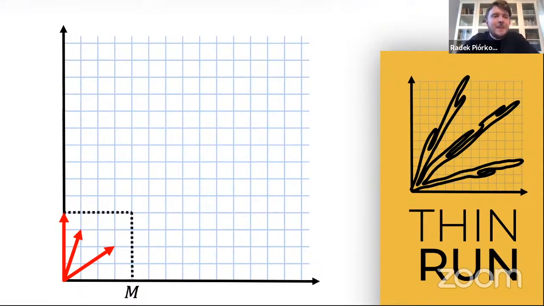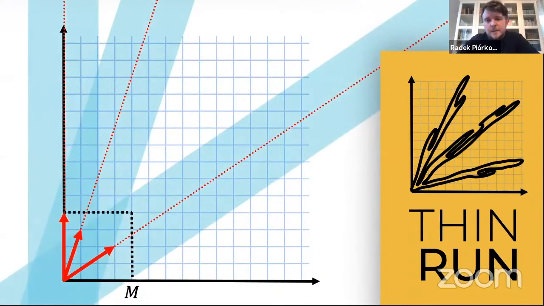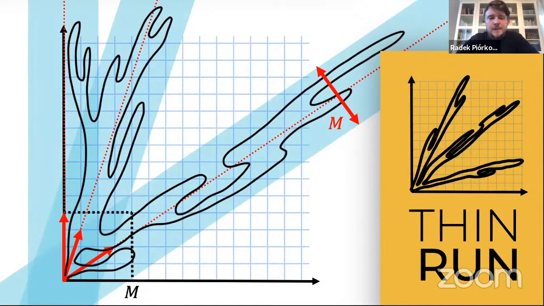All right, so we extend those vectors infinitely, and this way we form those red dotted lines. And now we consider neighborhoods of those lines, and the neighborhoods are again of size m. So the constant m is used 2 times, here and here. And now, what is a thin run? It's very easy, no? A thin run is essentially any run that fits into the blue area here. For example, this one is thin.